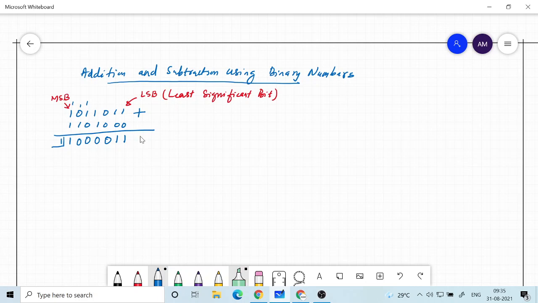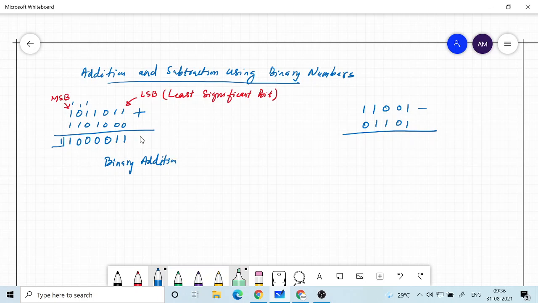Okay, let's take a case of subtraction. So let's take minus, then, okay, so this is a subtraction. So this is binary addition, and this is binary subtraction.